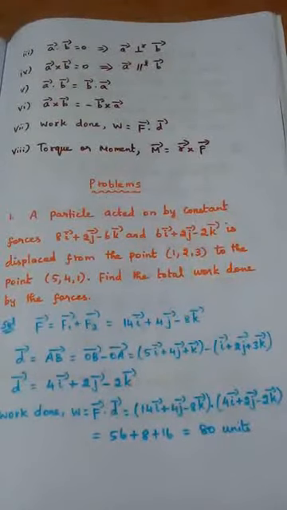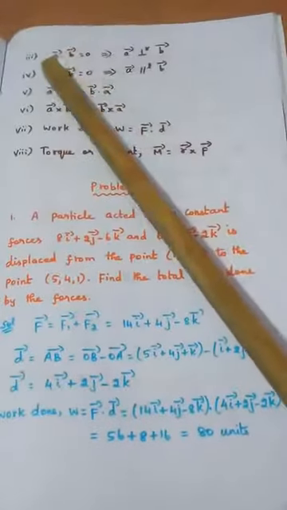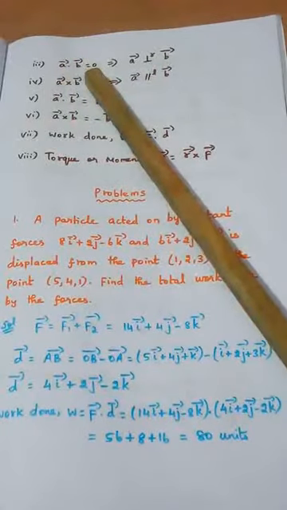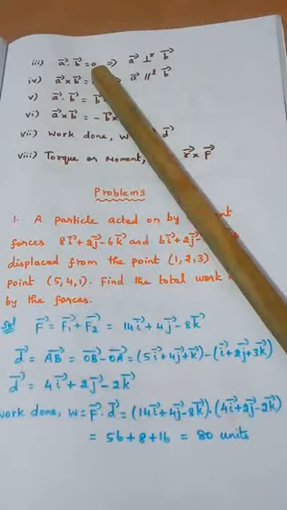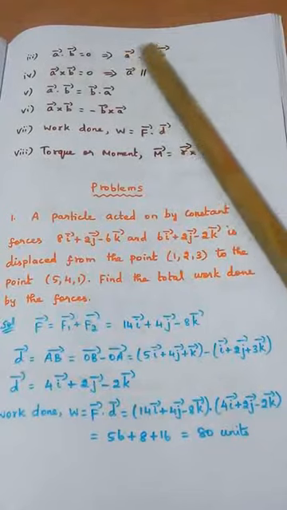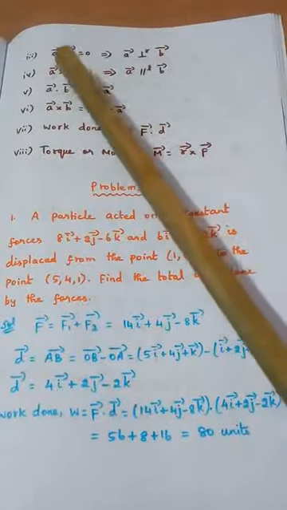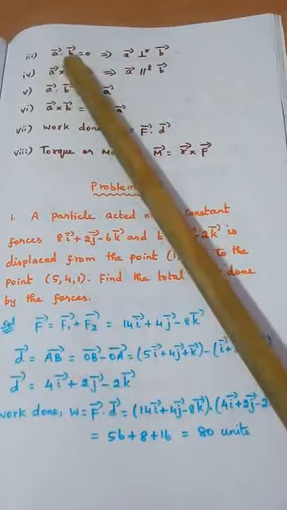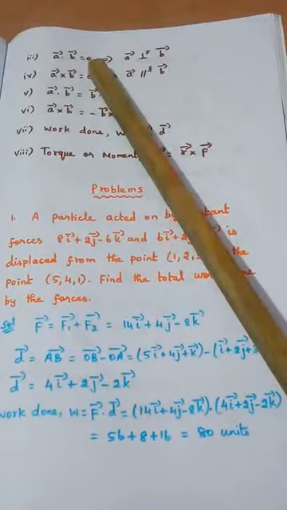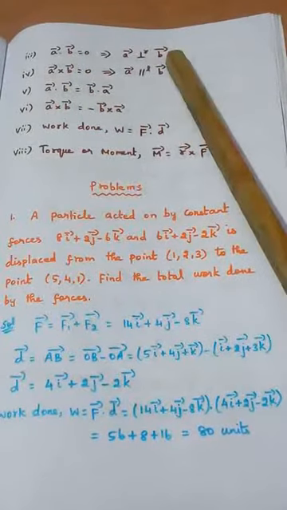Note number 3. A vector dot b vector equal to 0. If the dot product is 0, then we can say those two vectors are perpendicular. Listen carefully. When the dot product is 0, those two vectors are perpendicular.